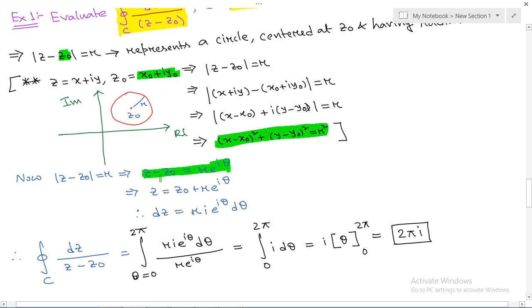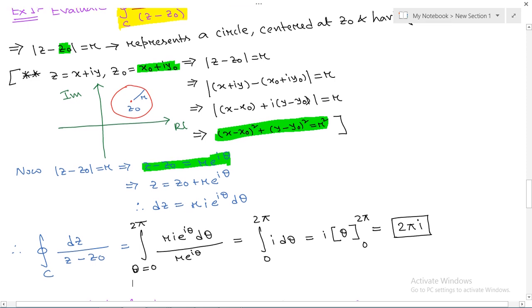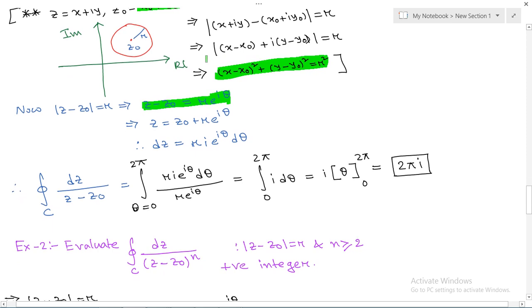Now let us differentiate z. So we will get dz = r e^(iθ) · i dθ, right? dz = r i e^(iθ) dθ. Now this is our given integration, dz upon z - z0. So here we will substitute the value of the curve. The curve is from θ = 0 to 2π, because we have taken one circle here. Now substituting the value of dz, that is r i e^(iθ) dθ, divided by z - z0, which is nothing but r e^(iθ). So r e^(iθ) can be cancelled from numerator and denominator.